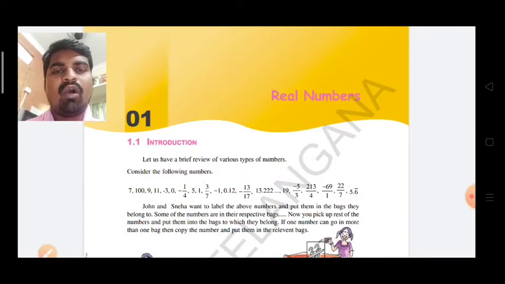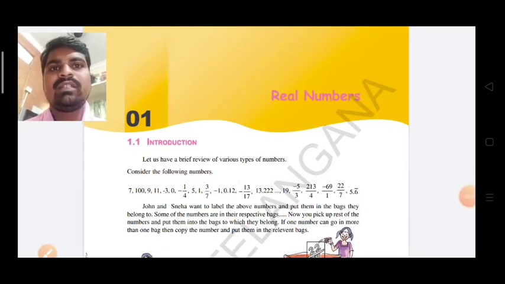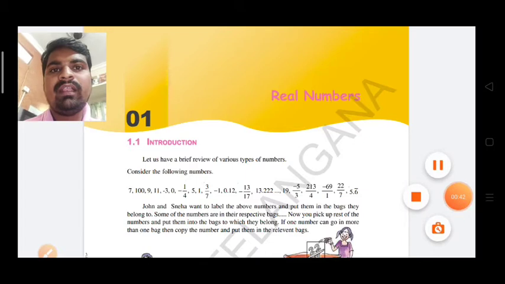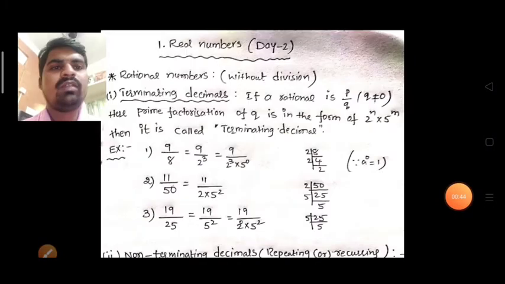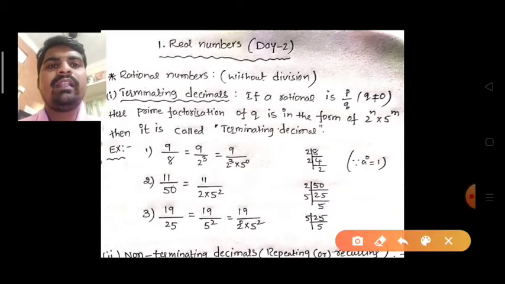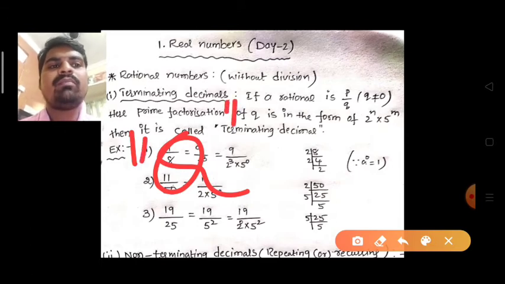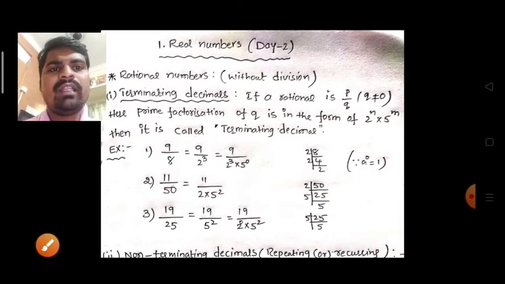We have one concept here. So first of all, today we start that concept: how to identify the rational numbers which are terminating or non-terminating without division. Okay, look here. There are two types of rational numbers. Yesterday we already completed this: rational numbers are denoted by Q. We call them quotient numbers.